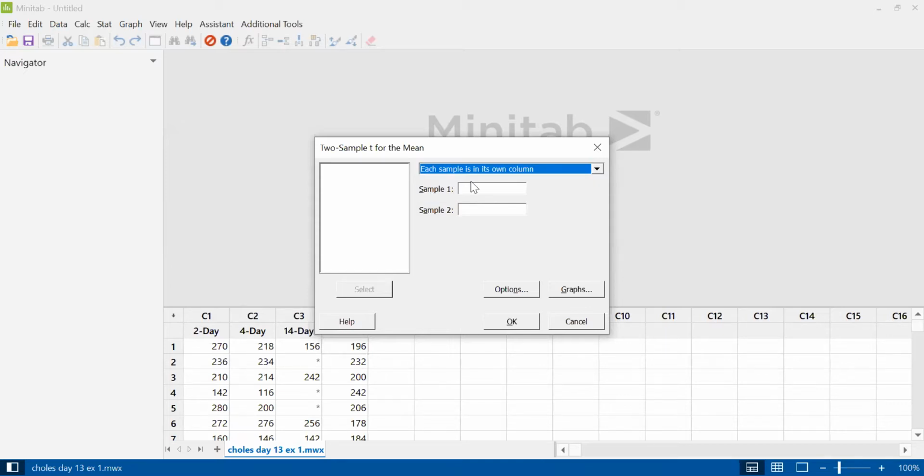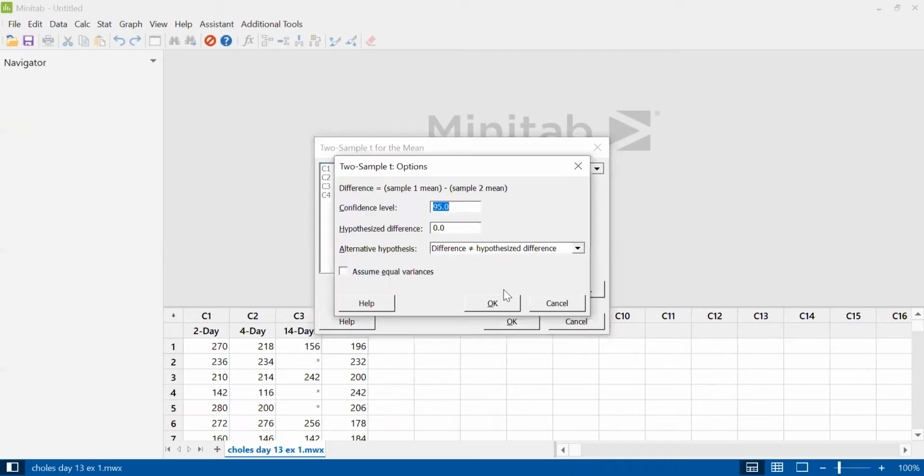Okay. So sample 1. Now this is where you need to note which one's going to be your sample 1 and which one's going to be your sample 2. You need to know it for you because the order of subtraction matters. So sample 1, I'm just going to go ahead with the 2-day. And sample 2 is my control group. Bring those in. Let's just check out Options and see what happens here. Look at right here, difference, sample 1 minus sample 2, because that order of subtraction matters.